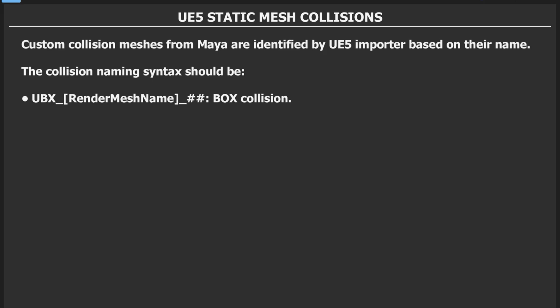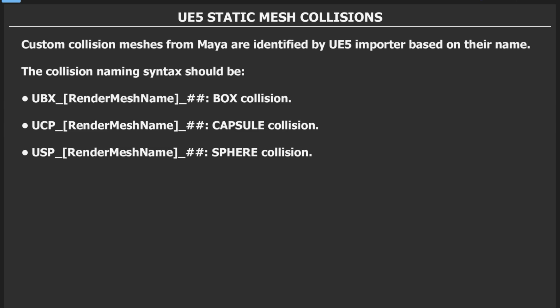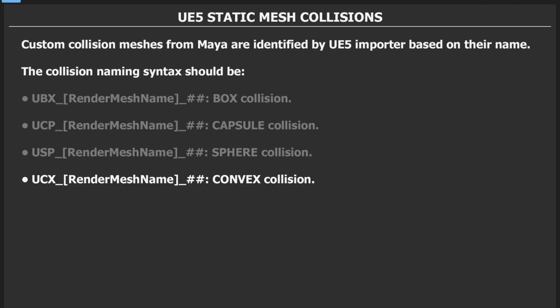One is UBX_, name of your mesh, and then you can assign a number afterwards if there are more collisions associated with your mesh. This is a box collision. UCP_ is a capsule collision. USP_ is a sphere collision. And UCX_ is a convex collision. We're actually going to ignore the first 3 because we don't need them. We have that option by using simplified collision or auto convex collision. We're only going to focus on UCX_ for convex collision. This is the only one I've been using, and it's the only one you really need.